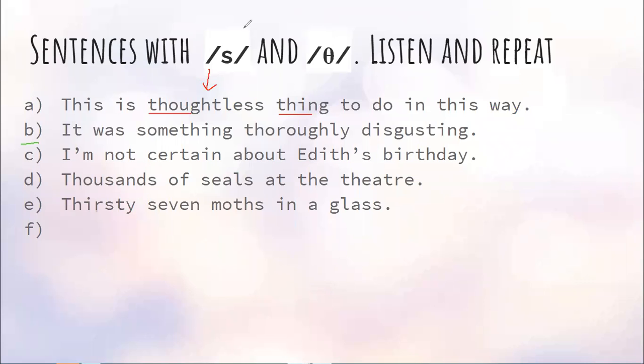So, for example, I checked your test thoroughly. It means I checked it completely. There's no mistake. Thoroughly. Good, Pancho.